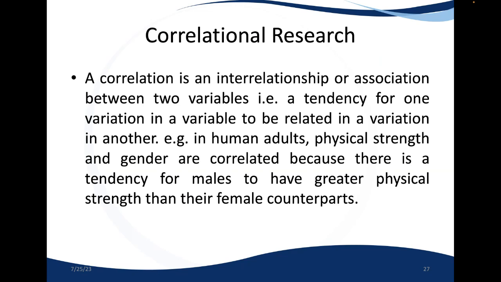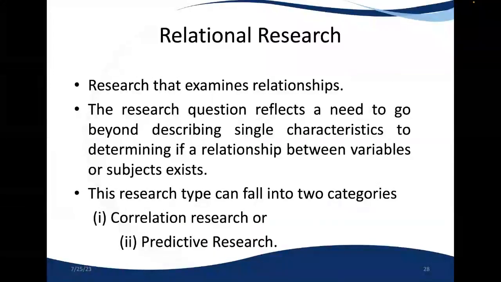So we know that the gender that you're allocated to has some association with the type of physical strength you have. We have two variables there, and that is it. And the correlational element is to do with just understanding that.